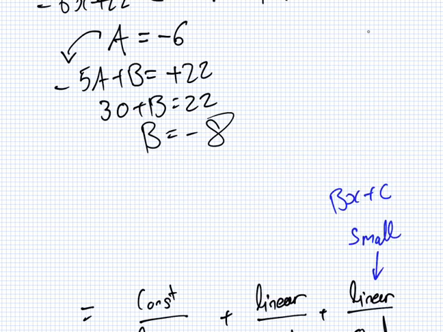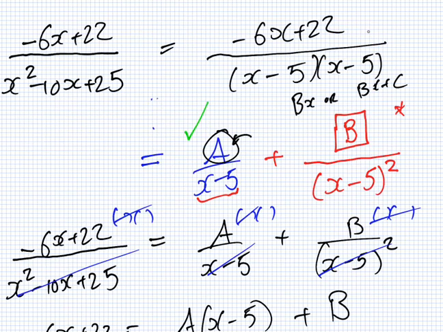Now in fact, if we did this question again, but instead of bx I had bx plus c, you would still get the answer. What would happen is you'd end up getting b equal to 0 and c equal to minus 8 if you went with bx plus c.